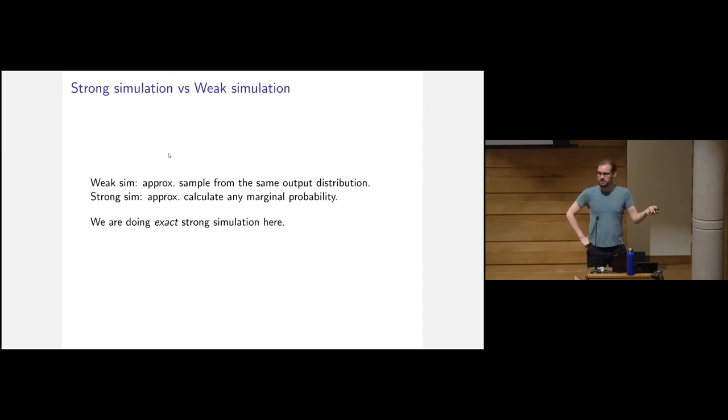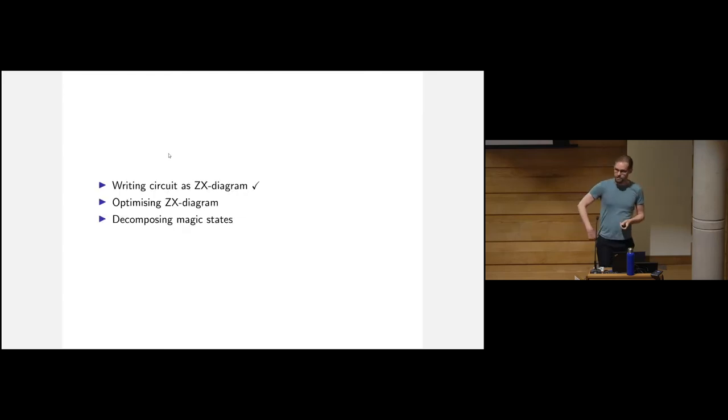And a weak simulation is BQP-complete, and strong simulation is #P-complete, so it's actually much harder. We are doing exact strong simulation here. So we are exactly calculating the values of marginal probabilities or amplitude probabilities. And we are using these to do weak simulation. OK, so that's the first part fixed, writing the circuit as a ZX diagram.